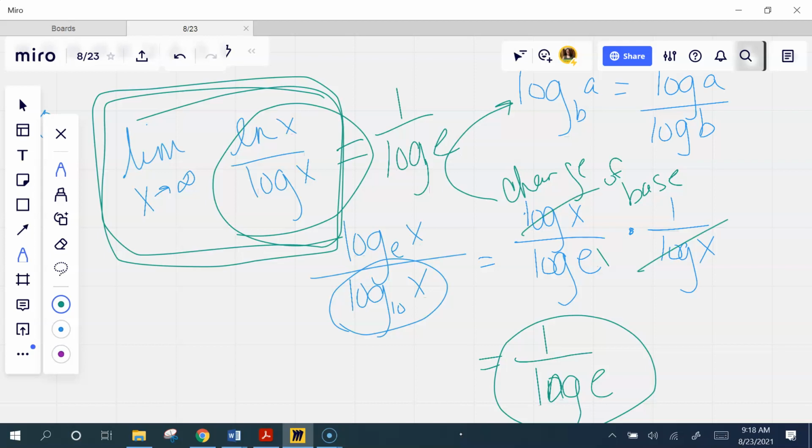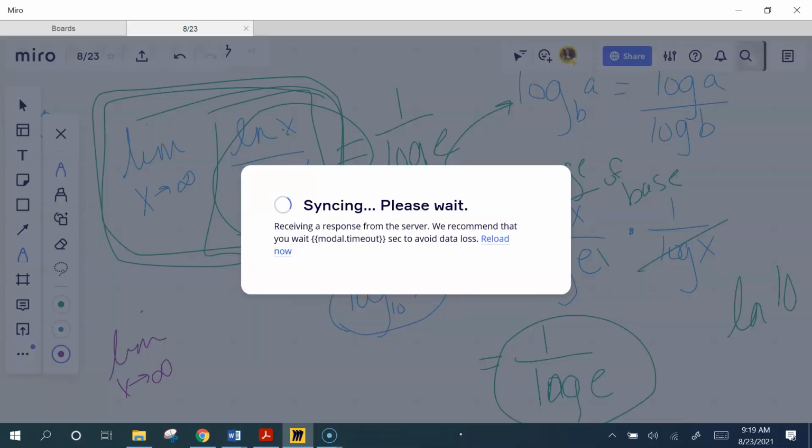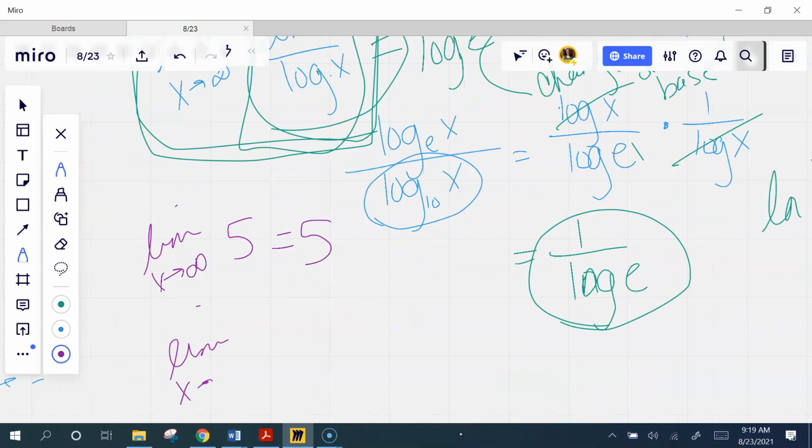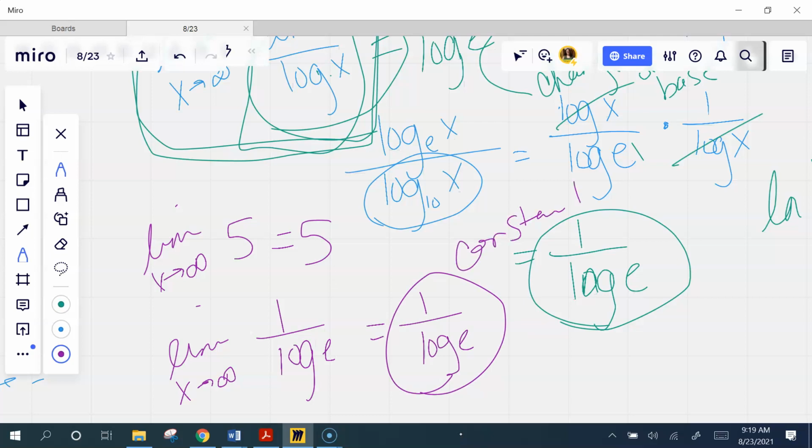If we'd gone the other way and done change of base on the bottom instead of on the top, you would end up with this. We just did it a different way. But what I'm getting at is this is actually a constant value. My argument would be that it equals the constant, because by the properties of limits, the limit as x goes to infinity of a constant is the constant itself. If I ask you the limit as x approaches infinity of 5, what would you say? 5. Same thing here. What's the limit as x approaches infinity of 1 over log e? Because this is a constant, right? There's no variable in there.